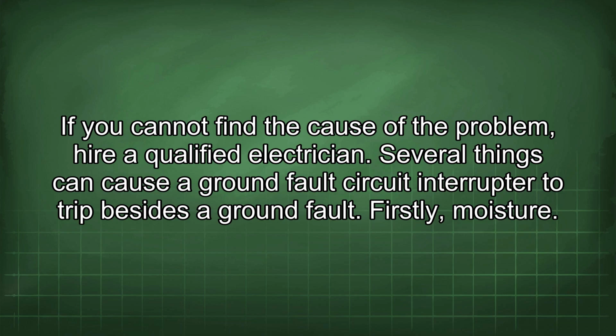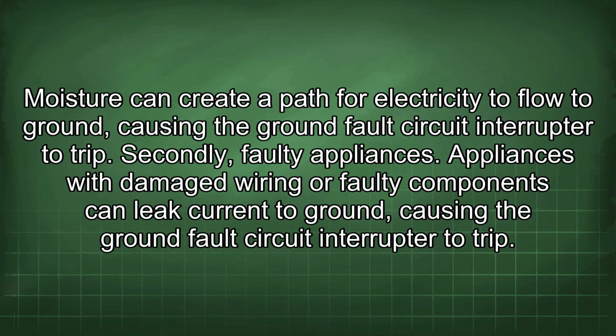Several things can cause a ground fault circuit interrupter to trip besides a ground fault. Firstly, moisture. Moisture can create a path for electricity to flow to ground, causing the ground fault circuit interrupter to trip. Secondly, faulty appliances.